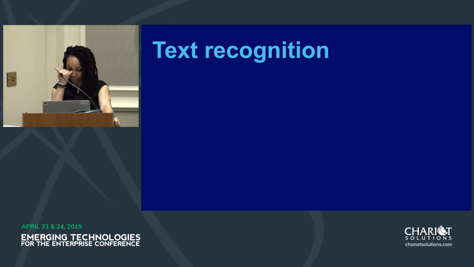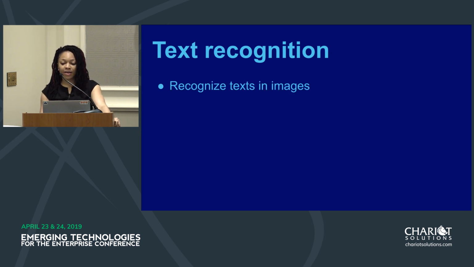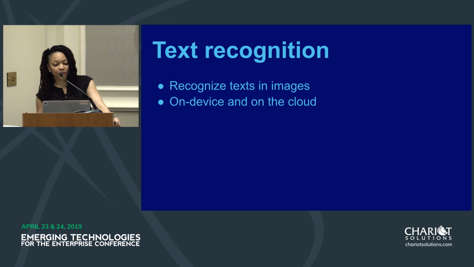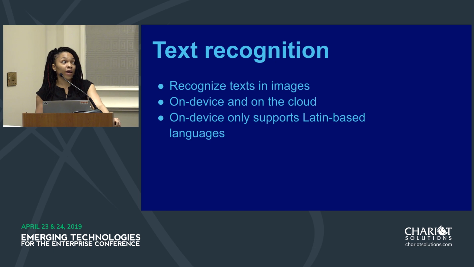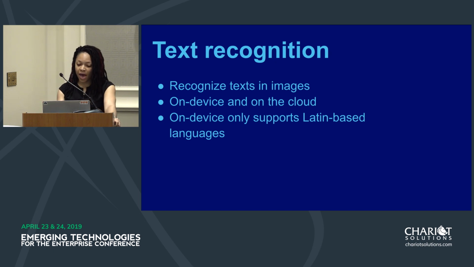Let's go to text. Text recognition is used to recognize text in images, and it's available on device and on the cloud. As before, on-device text recognition only supports Latin-based languages. So if you want support for other languages, you would use the on-the-cloud text recognition API instead. This is very useful. You can use it to automate your data entry tasks. You can use it to extract text from images.